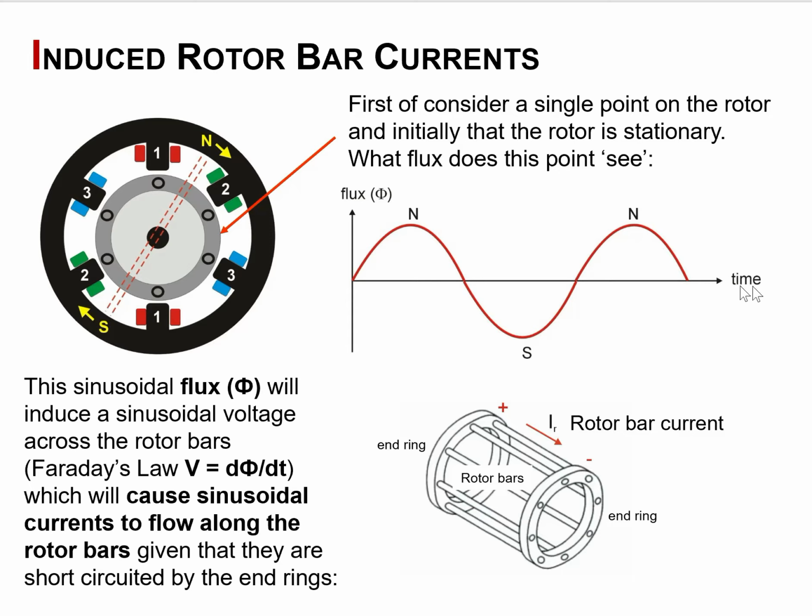If we look at the change of the flux of a three-phase induction motor, we can see that it alternates its direction between north and south, and we can consider the flux to be sinusoidal, giving a sinusoidal voltage across the rotor bars. And according to Faraday's law, the voltage is equal to the change of the flux over time. And this will cause sinusoidal currents to flow along the rotor bars, given that they are short-circuited by the end rings.